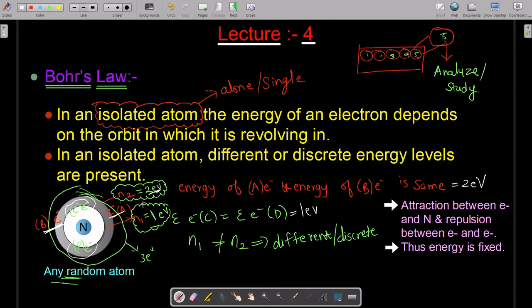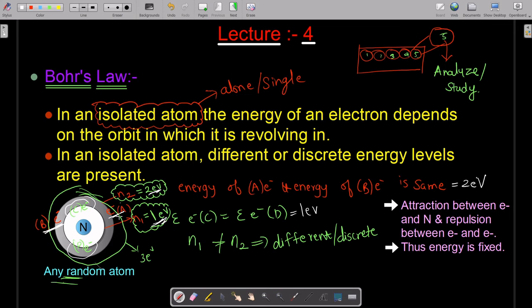That means the N1 shell or N1 orbit will have a different energy level, 1 electron volt, while the N2 shell or N2 orbit will have a different energy level, that is 2 electron volts. If we have some outer shell or outer orbit, it would have a certain different energy, for instance 3 electron volts.